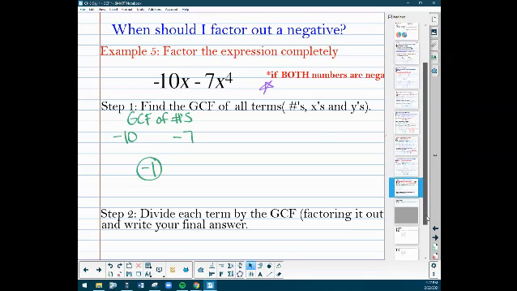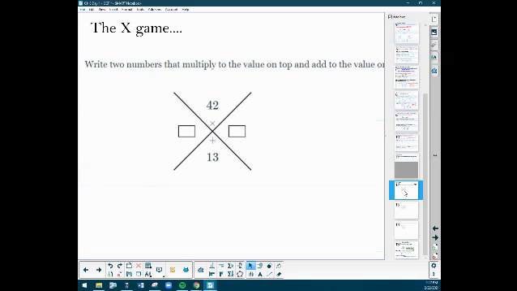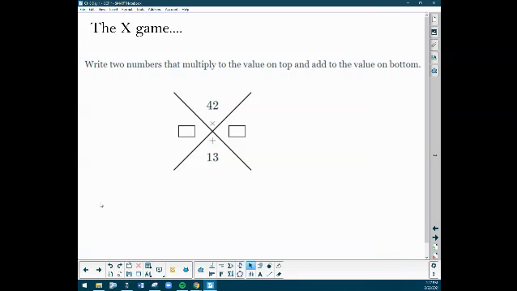One last thing that I want you to do that's going to be helpful for our next class next week is the X game. So you're going to have some of these on your homework. I think it's kind of fun. But when we do the X game, it says write two numbers that multiply to the value on top and add to the value on bottom. So it's a game. It's kind of like a little puzzle. See if you can figure it out.